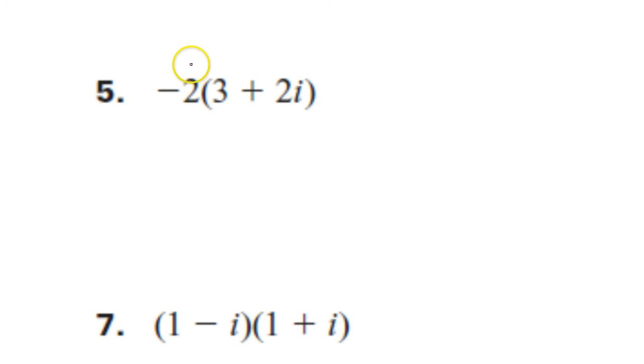Number 5, here we have the distributive property. So that's going to make negative 6. And then negative 2 times 2i is going to make negative 4i.